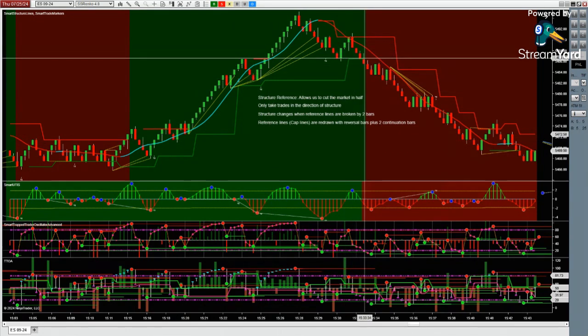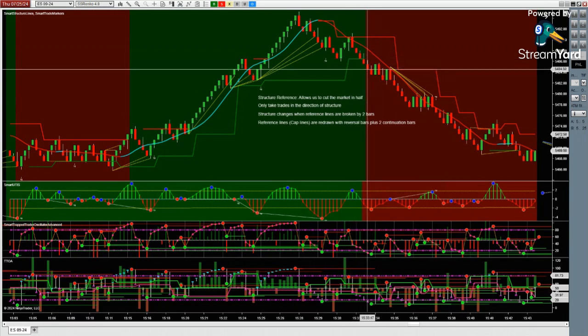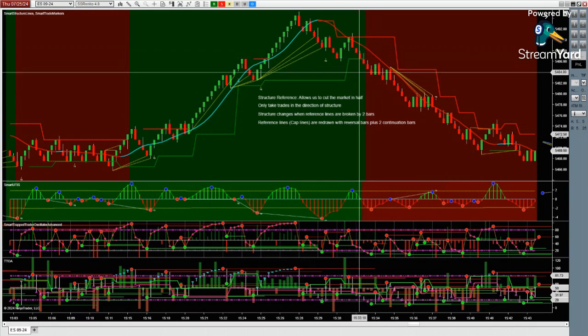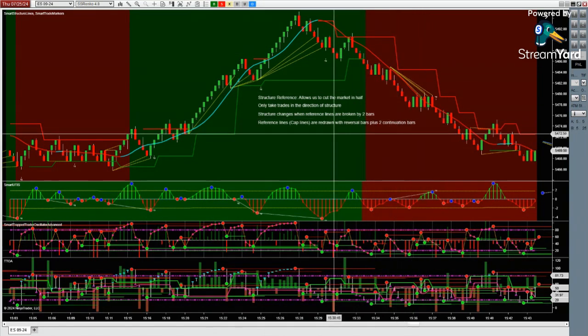And then once again on the other side, once we break that support line or structure reference line by 2 continuation bars, our background color changes. And now all of a sudden, we're no longer looking for longs. We're now looking for shorts, okay? Very important concept. So structure reference lines, continuation bars plus 2, they change red and green throughout the course of the day. And I pretty much am only going to take a trade in the direction of structure all the time. It's been a game changer for me.